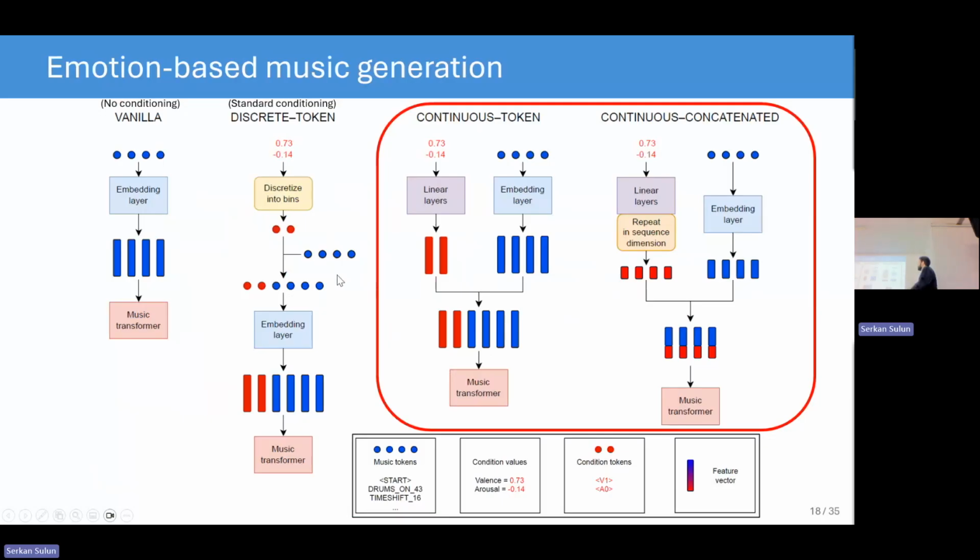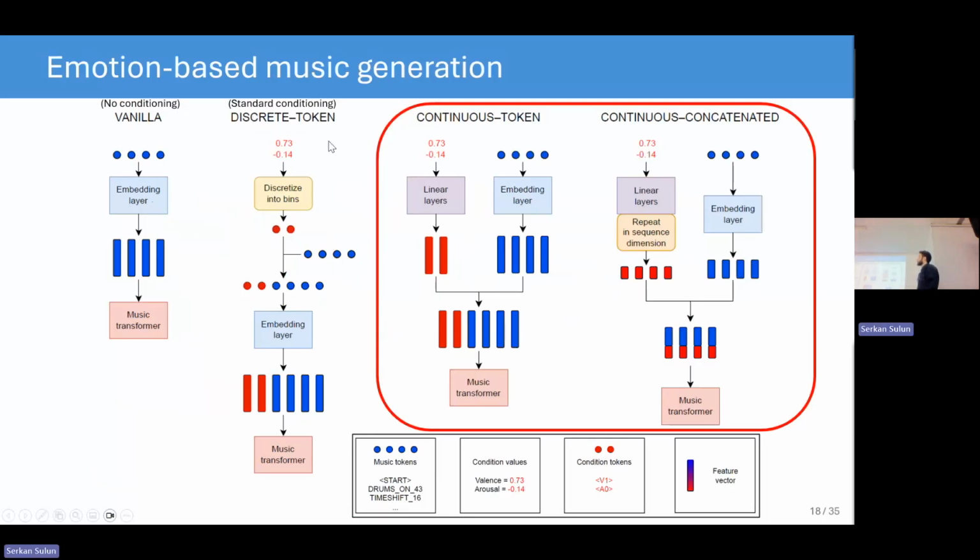So we have some approaches here. The first one is no conditioning, real quick. All these blue dots are tokens of MIDI. You can think of them as nodes. They are discrete. So what we do here, as you all know, for sequence modeling, is put them into an embedding layer, and then put them into a transformer model.